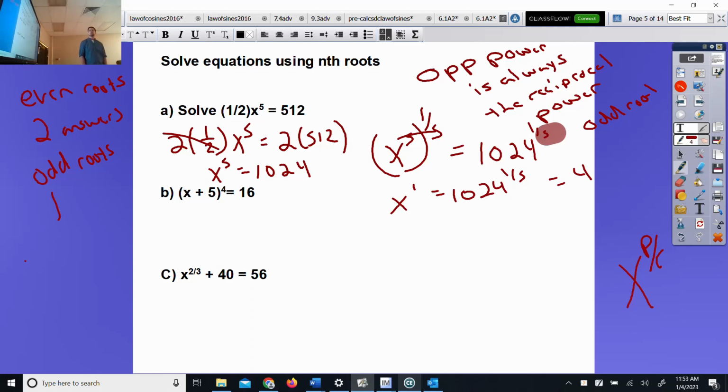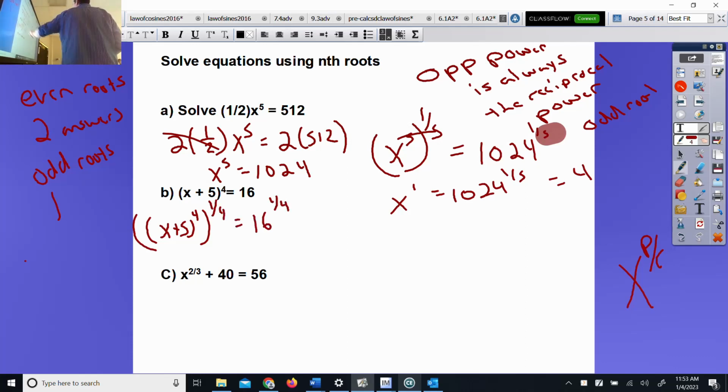All right, moving on to b. x plus 5, all to the 4th, is 16. Don't be the kid who takes away 5. Please don't be that kid. Too early for that, isn't it? Before you have access to that 5 inside, what do you got to fix? You got to handle that 4th power. What's the opposite of the 4th power? Reciprocal. Take x plus 5 to the 4th, and then you turn around and raise it to the 1/4. Actually pretty easy to do.